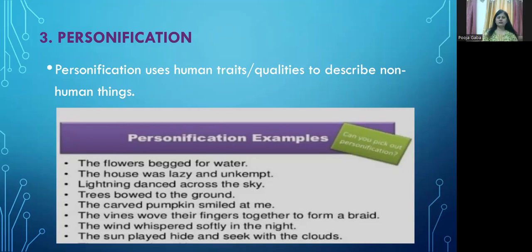Now see another one here also. Lightning danced across the sky. Now lightning also is a non-living thing which cannot dance, but we are using the human quality of dancing for a non-living thing, that is the lightning. So when non-living things are attributed some human qualities, it is said to be personified, and the figure of speech is personification. Now let us move on to the next one.